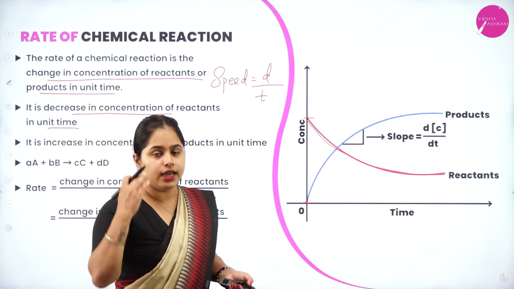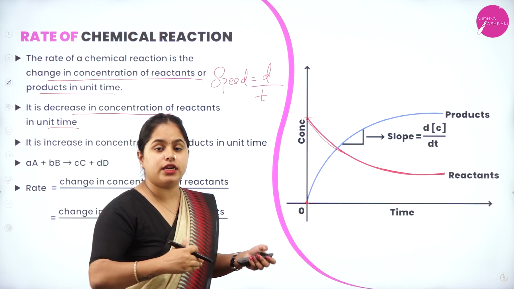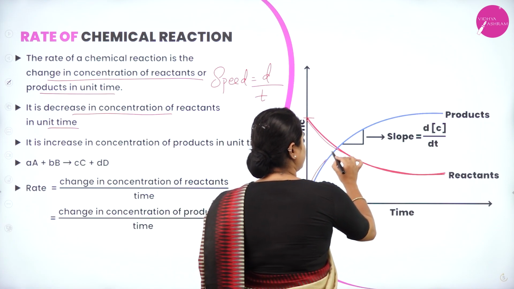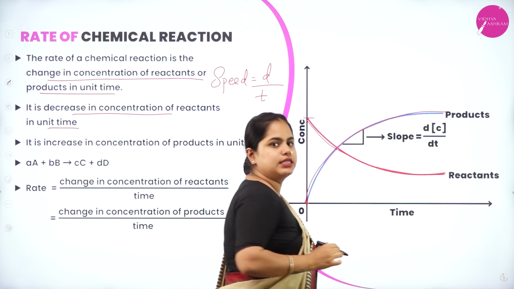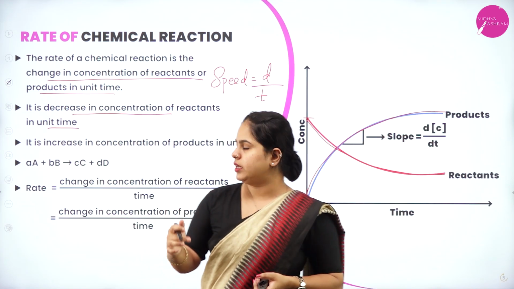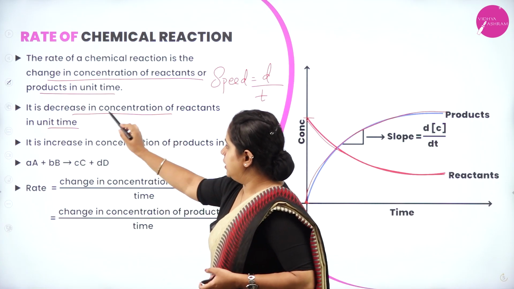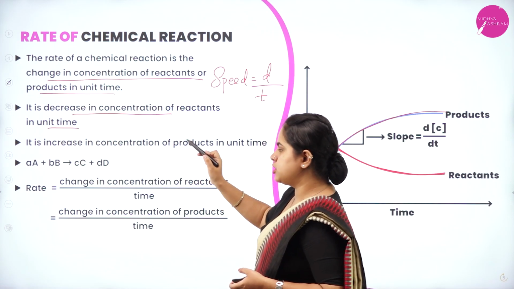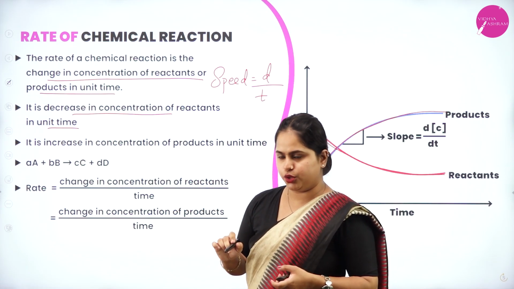There are no products. Then what will happen? Reactants will get used up and products will start forming. So the concentration of the products will start increasing. So this is what is happening. In terms of concentration of the reactants, it is going to decrease in unit time, and for products, it is going to increase in unit time.